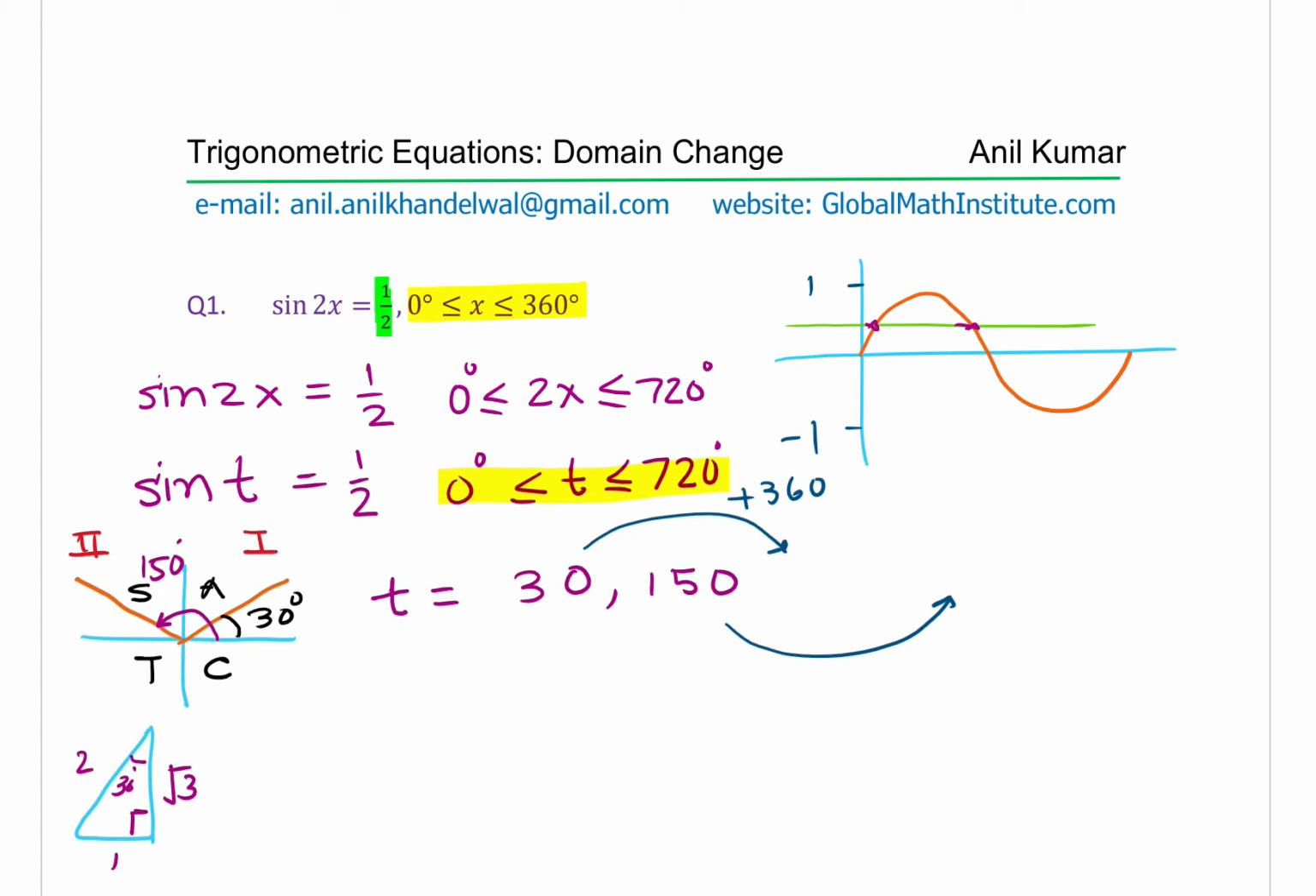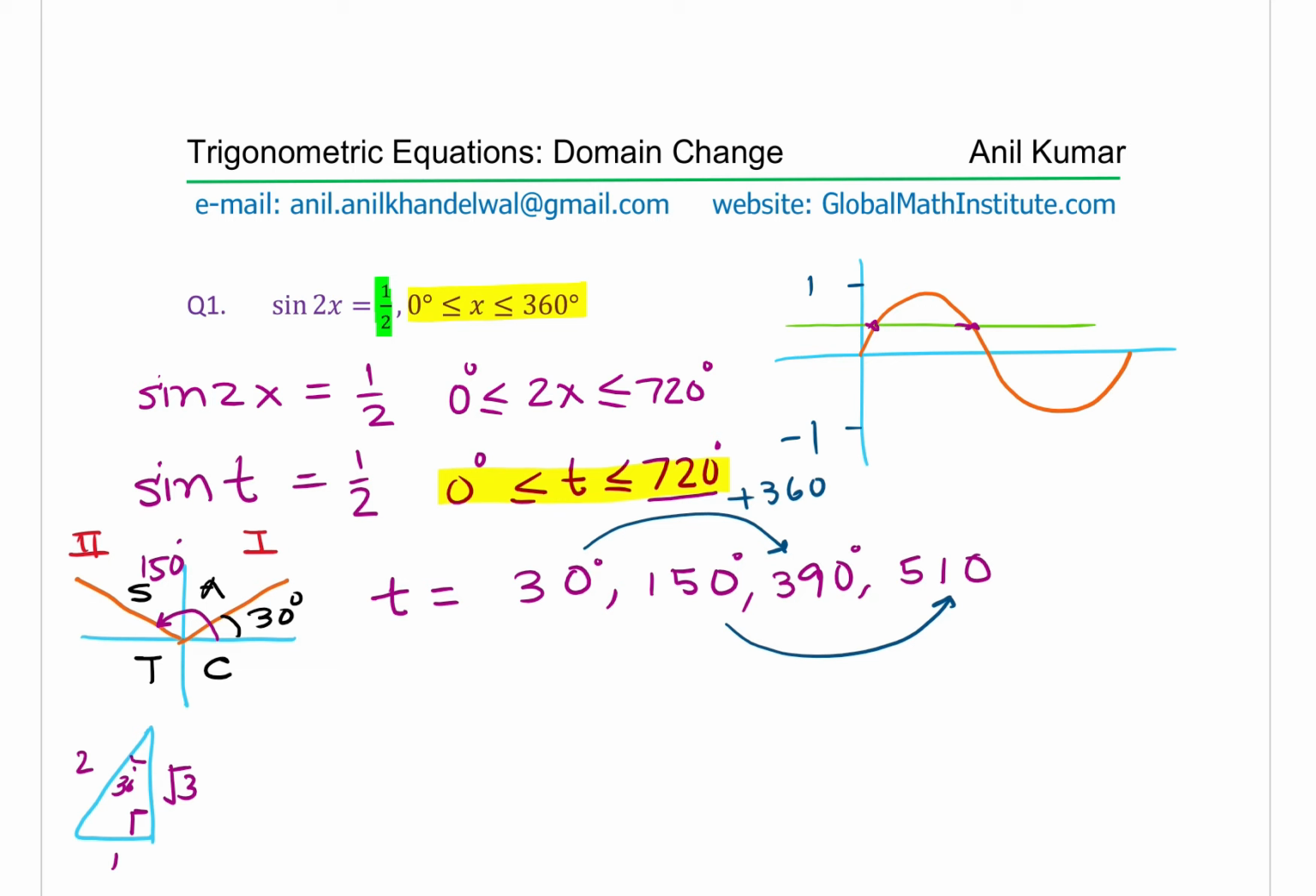So what do I get? By adding 360 to 30, I get 390, right? And by adding 360 to 150, I get what? 510. We are still within the domain from 0 to 720.